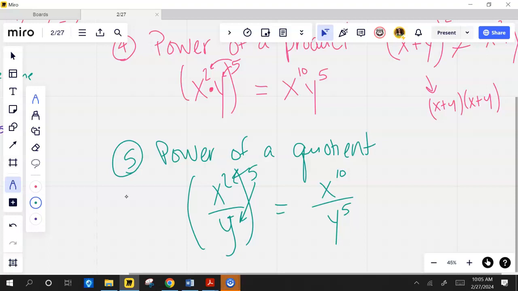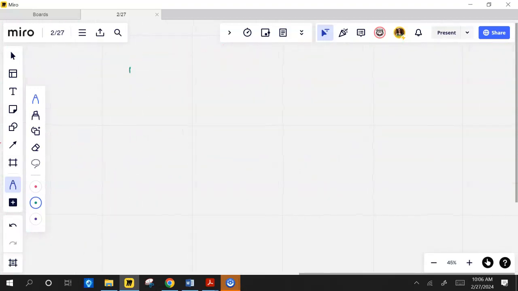Two more. I saved the best 2 for last. All right. Let's do the easy one first.